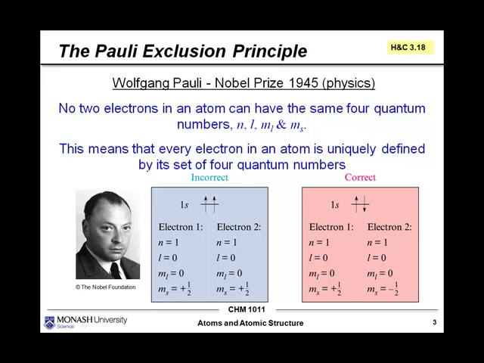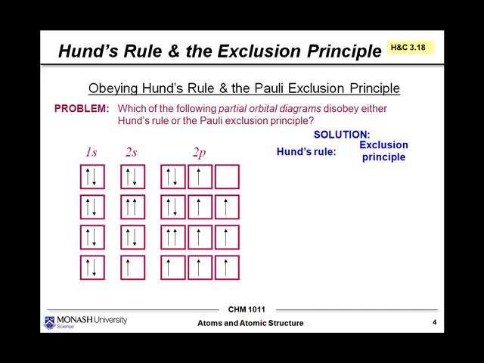In the incorrect example here, these 2 electrons have the same values for n, l, and ml, but their spins are parallel. They have the same value for ms, in this case plus half. This is incorrect. In the correct example, notice that not only n, l, and ml have the same values, but also ms, and the 2 electrons have opposite values, which is the exclusion principle obeying itself. So in this case, this is correct.